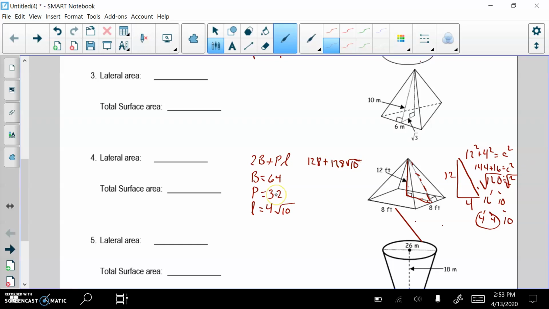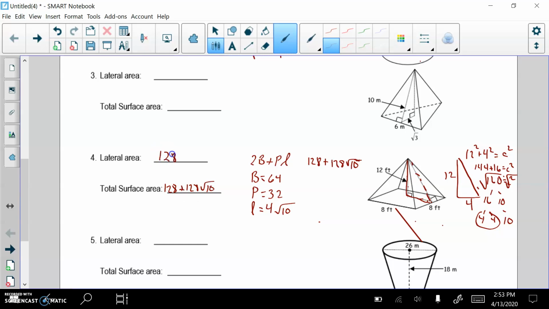That's just 32 times 4. When you multiply a number times a radical, you multiply the coefficients and you leave the radical alone. And that's actually the answer for total surface area. So since I don't want to do decimals, trying to get you guys out of that habit for next year, 128 plus 128 square root of 10 is your total surface area.